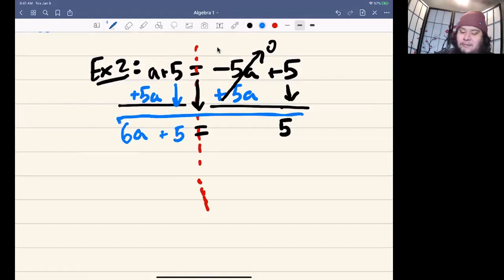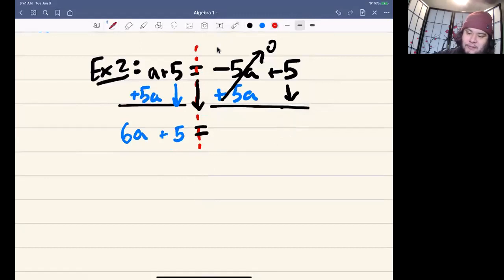So now we have this equation, and we want to solve this equation. I'll rewrite it for us, okay? So our new equation: now we have 6a plus 5 is equal to 5. Our goal is to get this a by itself, remember? So that means we got to get rid of this plus 5. And you should know that from our two-step equations, right? So to get rid of the 5, you're going to subtract 5 from both sides.